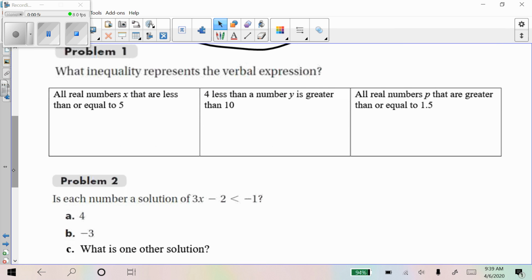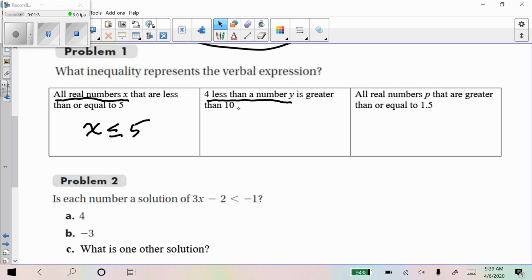All right, so first of all, we're just going to learn how to write inequalities. So I'm going to go ahead and do a couple problems with you. Problem 1, it says what inequality represents the verbal expression? All real numbers. Now we're going to use a variable to represent that are less than or equal to 5. So this x stands for all the numbers that are less than or equal to 5. So that would be numbers like -3, 4.9, things like that.